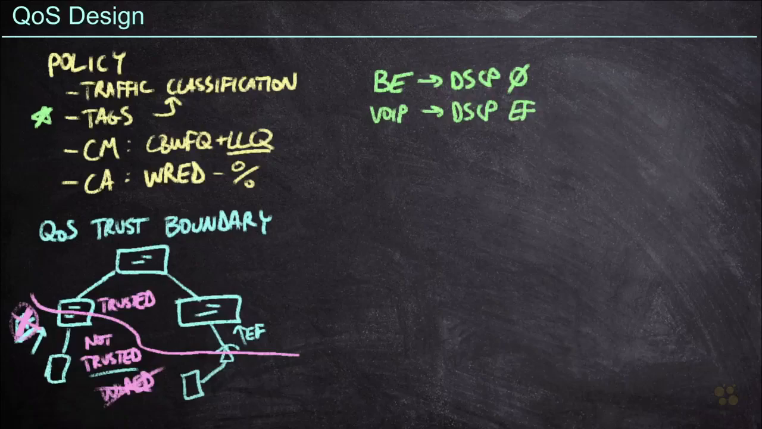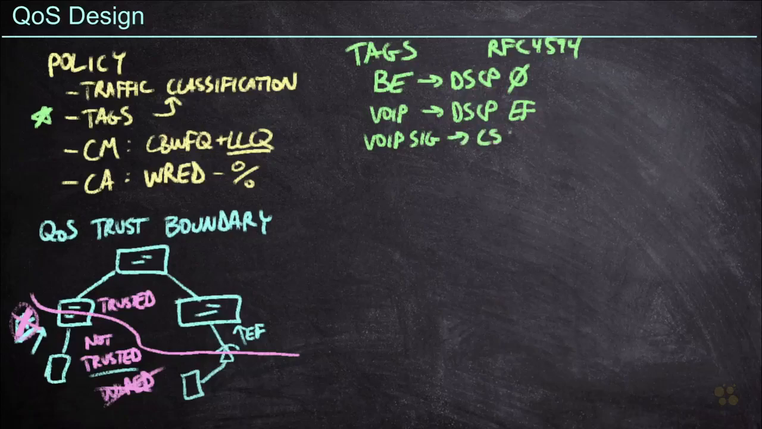But this is where things start to get a little bit more nebulous. How exactly do we want to go about classifying the rest of the traffic in our network? Fortunately for us, we get some definition of tags in an RFC. That RFC specifically is 4594, because it gives us a list of recommended DSCP values for different traffic types. So let's specifically list some of those out. First of all, we have VoIP signaling. VoIP signaling is an important part of voice over IP, but we don't necessarily want to assign EF to it, so we're going to assign CS5.